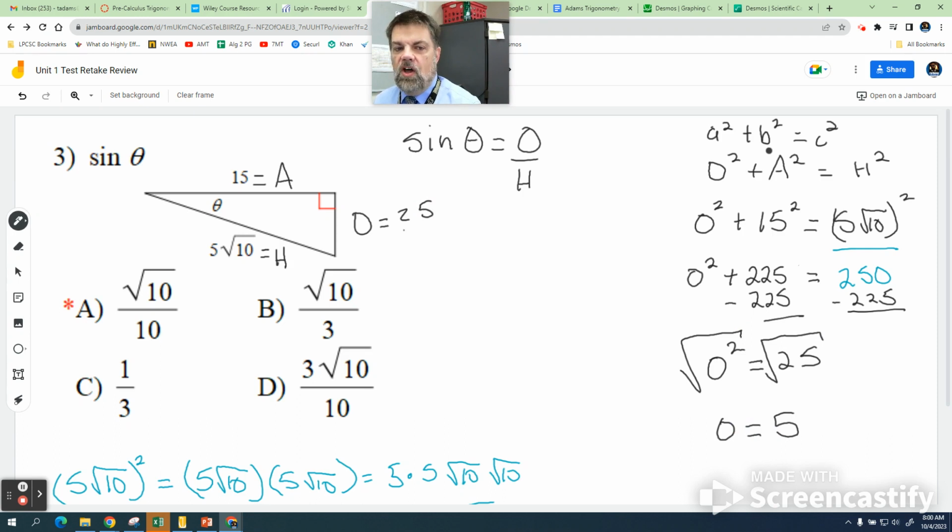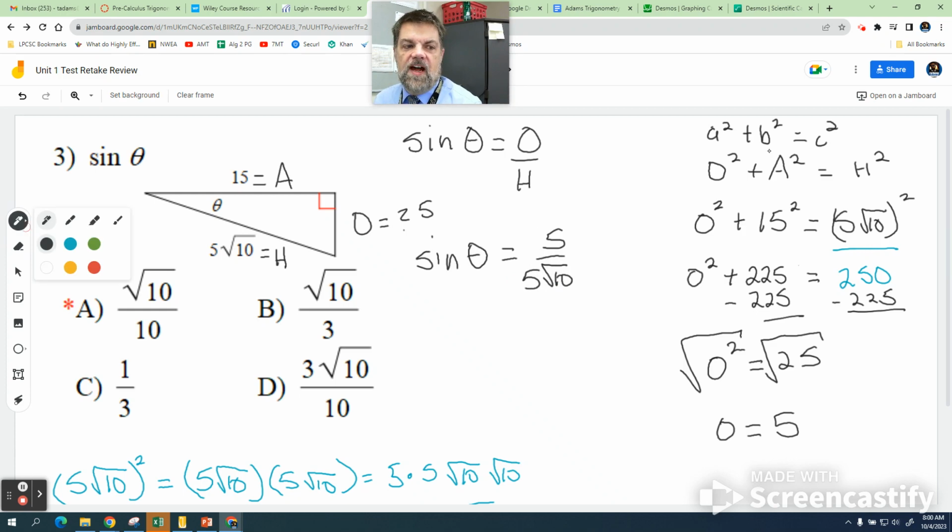So we had to do all that work so that I could say sine of theta is equal to the opposite, which is 5, all over the hypotenuse, which is 5 root 10. Now what happens with the 5s, folks? Well, 5 divided by 5 is just 1, isn't it? 5 divided by 5 would just be 1, right? So I have 1 over the square root of 10.